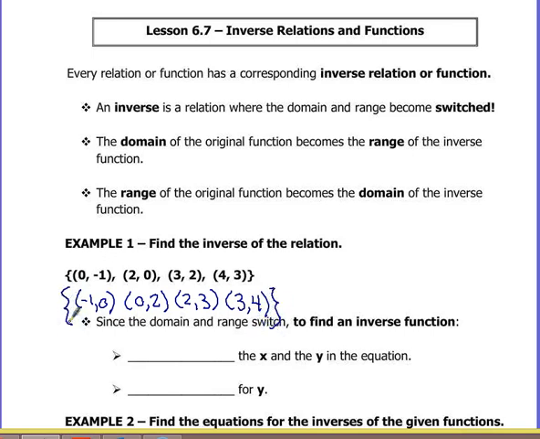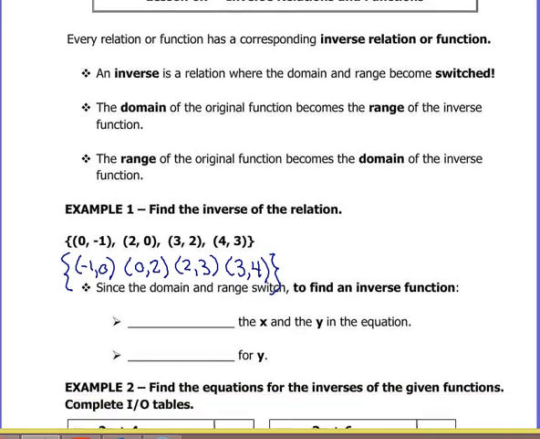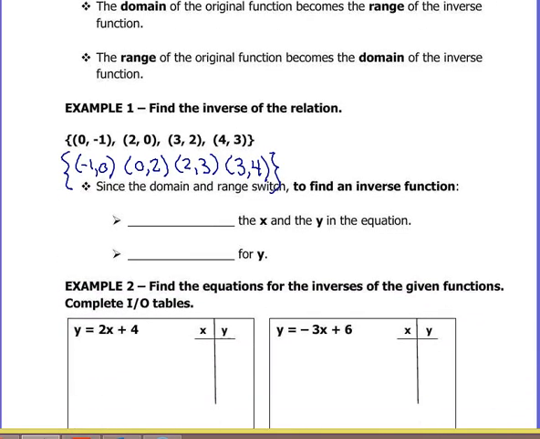Now, what if the equation or the relation is in y equals form? How would we find the inverse function of that? Since the domain and range switch, to find an inverse function, what we would simply do is literally switch the x and the y in the equation. No numbers, just the letter x and the letter y get switched. And then, because we like to have our equations in y equals form, we'll solve for y again, and that will result in our inverse function.